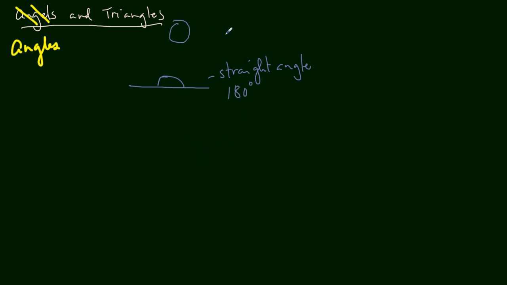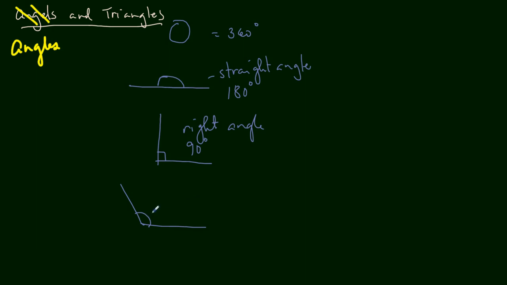If we have a round, then we have 360 degrees. If we have a right angle, we always put that square in it to indicate that it is a right angle. So we have a right angle. It is always equal to 90 degrees.